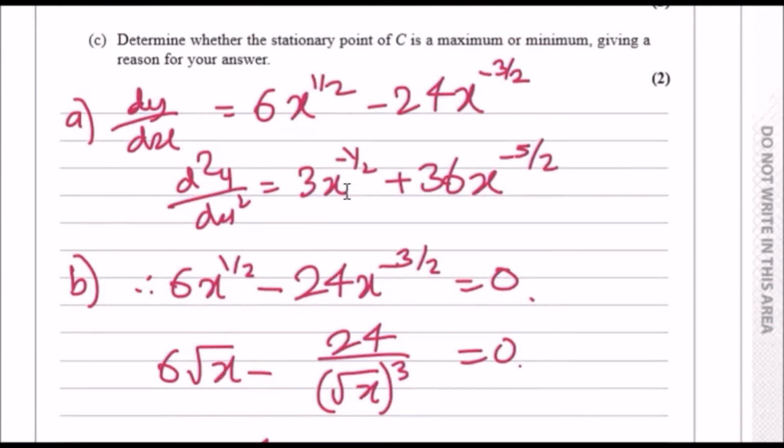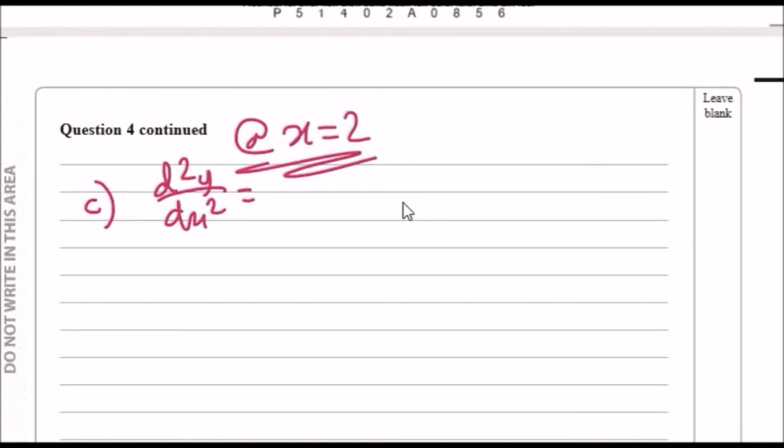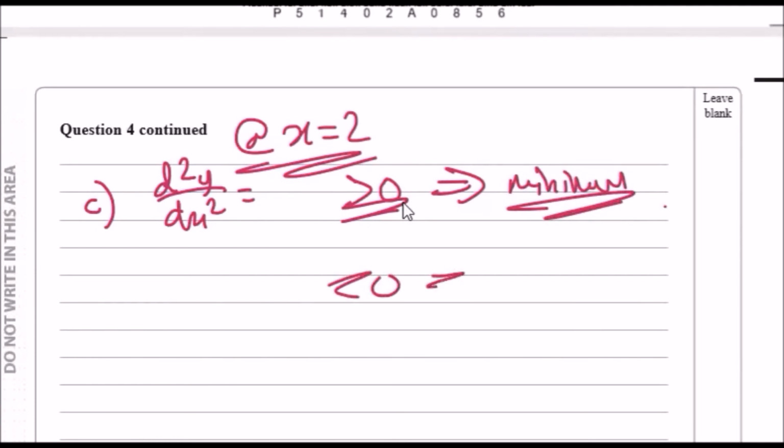So you get 3 times 2 to the power negative half plus 36 times 2 to the power minus 5 over 2. And you should get an answer which is actually positive, which is bigger than 0. So if something's bigger than 0, we say it's a minimum. Yeah, if it's less than 0, it will be a maximum.